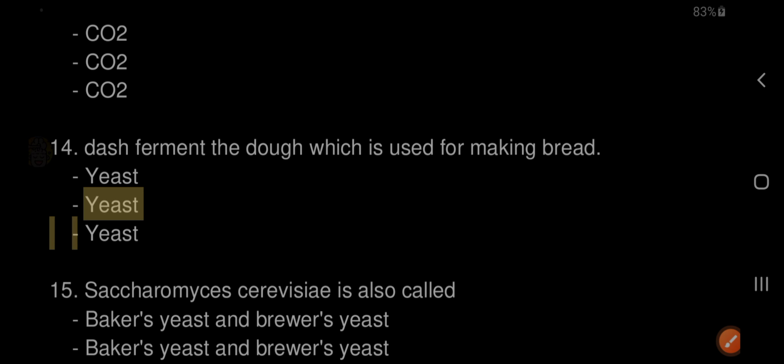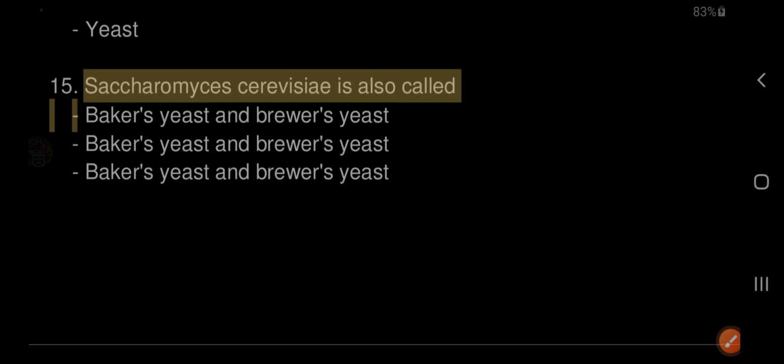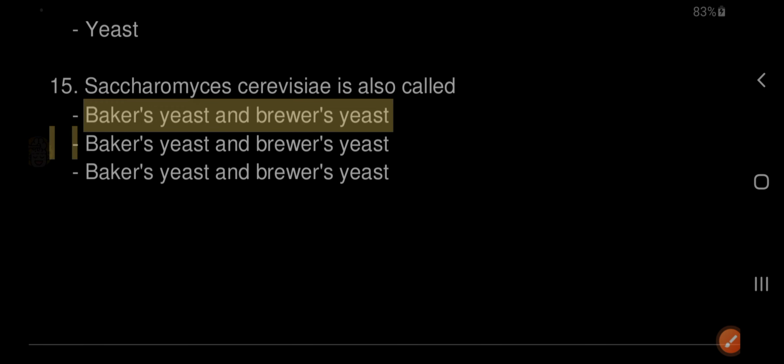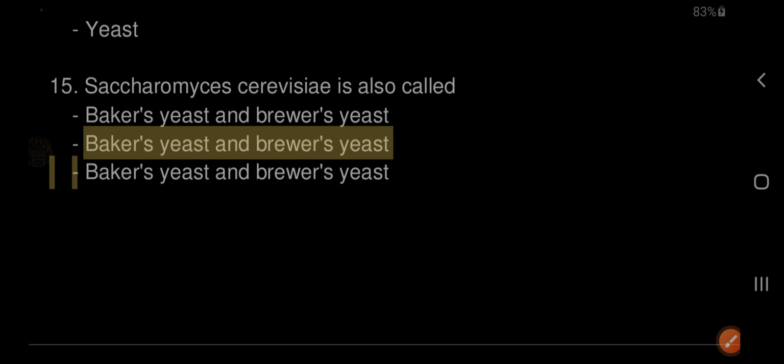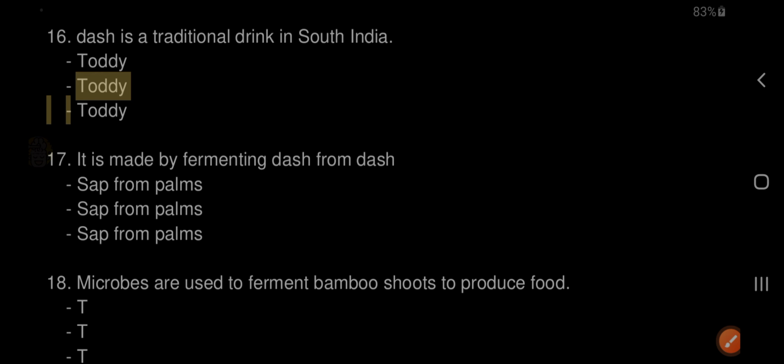15. Saccharomyces cerevisiae is also called baker's yeast and brewer's yeast. 16. Toddy is a traditional drink in South India. 17. It is made by fermenting sap from palms.